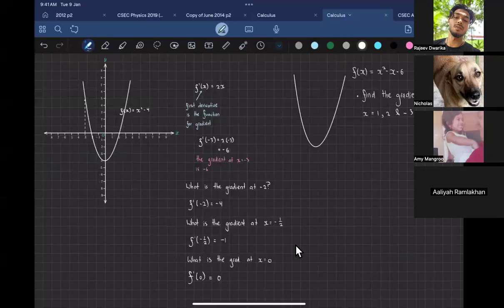All right. So I give a question there. The first part is, and the second part is: find the coordinates of the turning points.